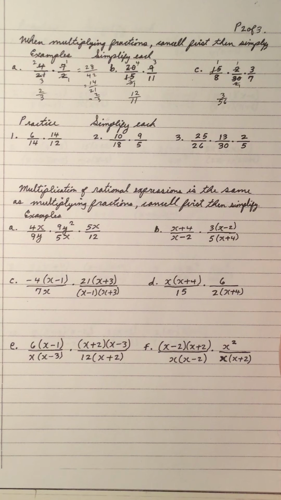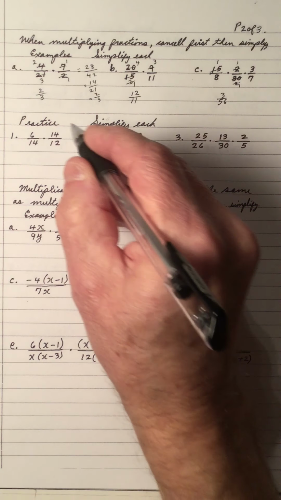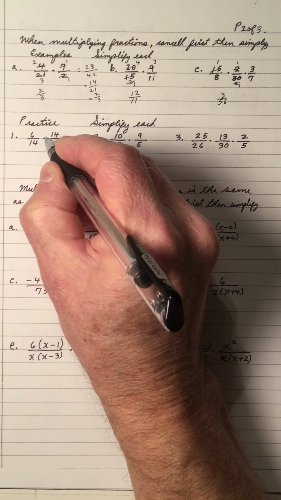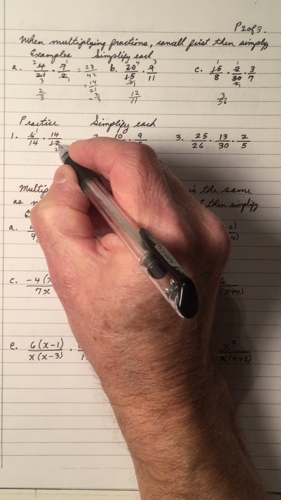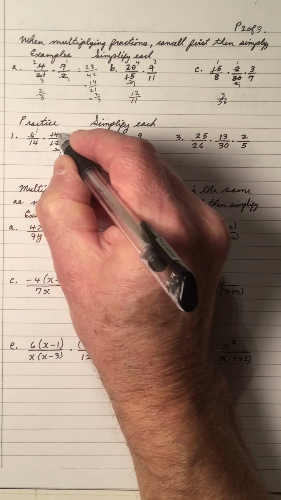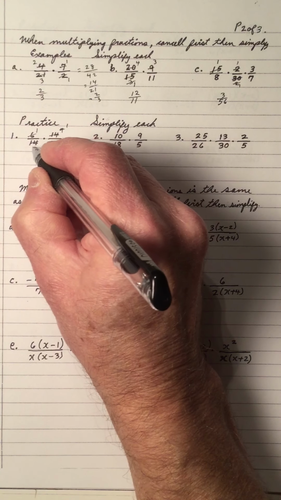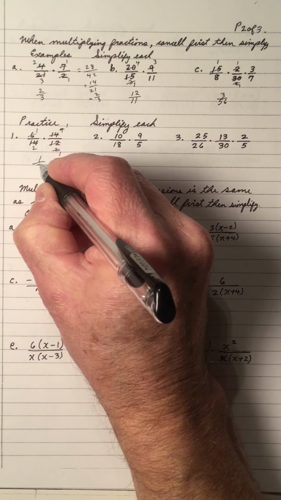Practice means pause your video and work each one out, and press play when you get it done. We're multiplying so we can cancel anywhere from top to bottom. So 6 into 6 goes once, 6 into 12 goes 2, 2 into 2 goes once, 2 into 14 goes 7, 7 into 7 goes once, 7 into 14 goes 2, so 1 times 1 is 1, 2 times 1 is 2.